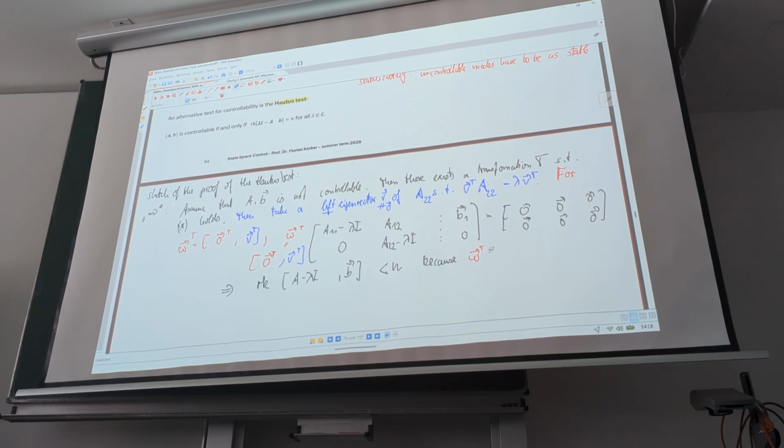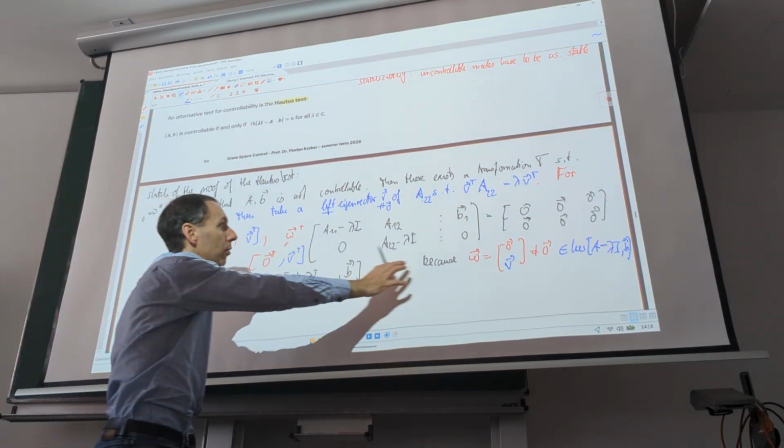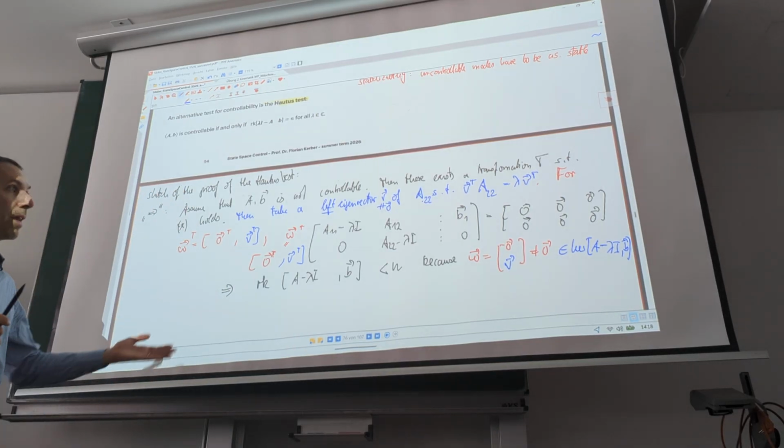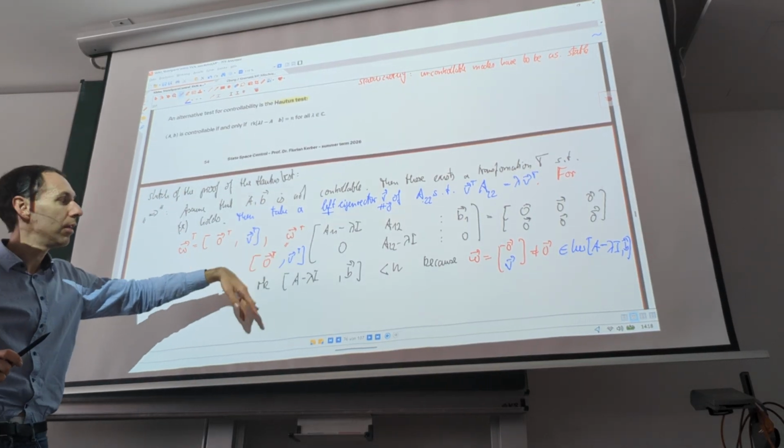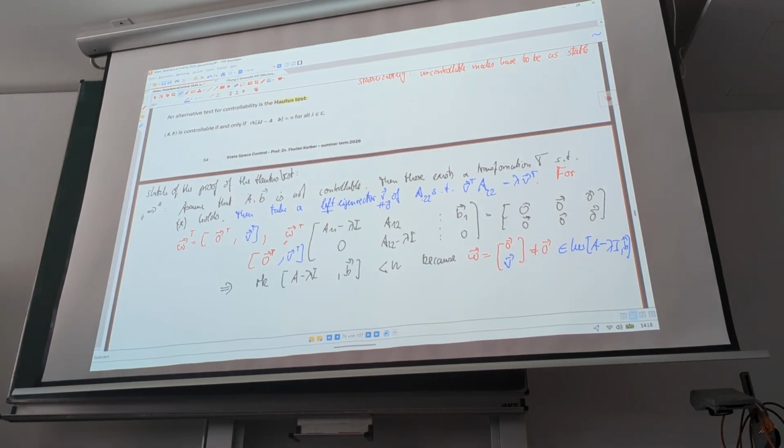This is V, and V transpose, which would be a vector 0 and V. And this is not a 0 vector. This is an element in the kernel of [A minus lambda I, B] transpose times V. Thus, we have a contradiction. We have assumed the system is not controllable. We can bring it into the specific form that we have seen there by means of a transformation. Then we can construct a vector which is in the kernel of this thing, which is not a 0 vector, therefore the rank cannot be n.